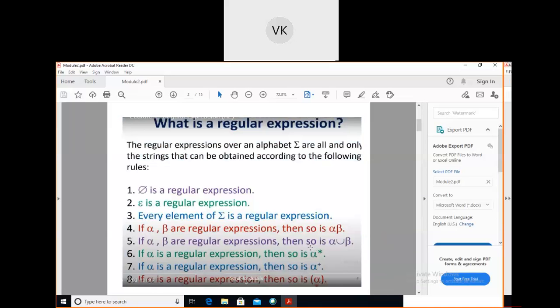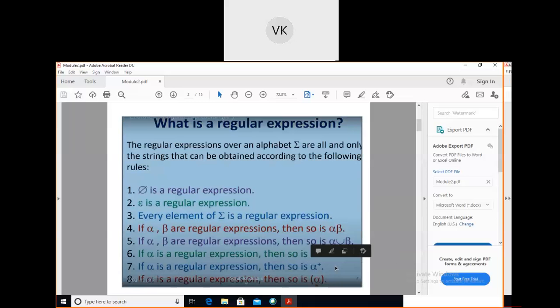It may have 0, 1, 2, 3, any number of times alpha. That is the meaning of alpha raised to star. With alpha raised to plus, it should contain at least one alpha: one time, two times, three times, four times, any number of times alpha is okay.